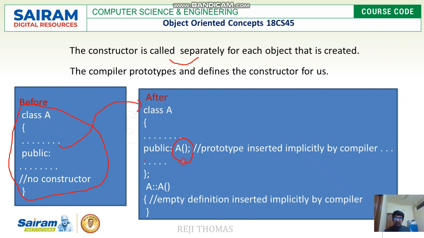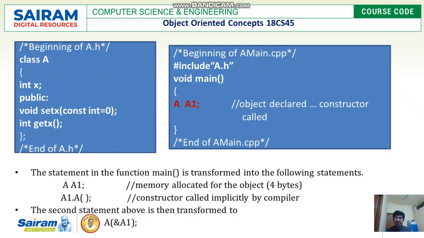When there is a constructor prototype, we need to define it. So this is the place where it is defined. Please remember, when you write a class in this format, it will be converted into the other format where there is a function prototype for the constructor, and it also gets defined outside the class. This is going to be done by the compiler.